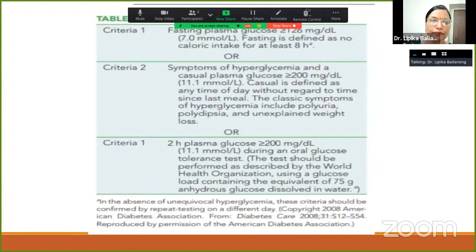Or we go for proper testing of the 2 hour plasma glucose, the 2 hour plasma glucose after a load, being more than 200 milligram per deciliter during an oral glucose tolerance test or OGTT, where the load of glucose is approximately 75 gram or more than 75 gram of 100.